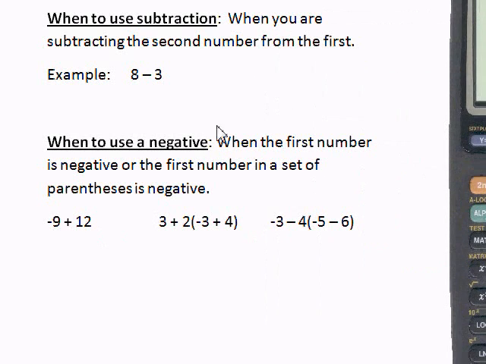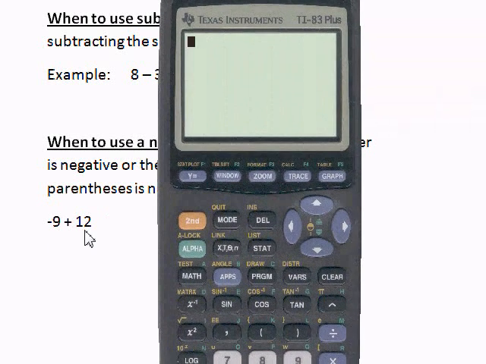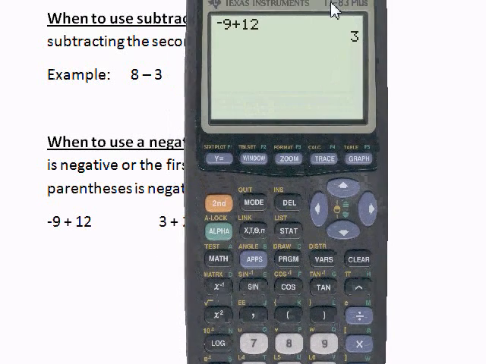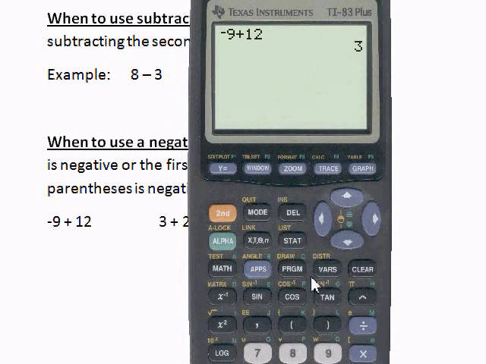So when to use negatives? Use negatives when the first number is negative or the first number in a set of parentheses is negative. So for example, -9 plus 12. So we use the negative sign, -9 plus 12. Press enter. And we get 3. Which makes sense because -9 plus 12 is 3.